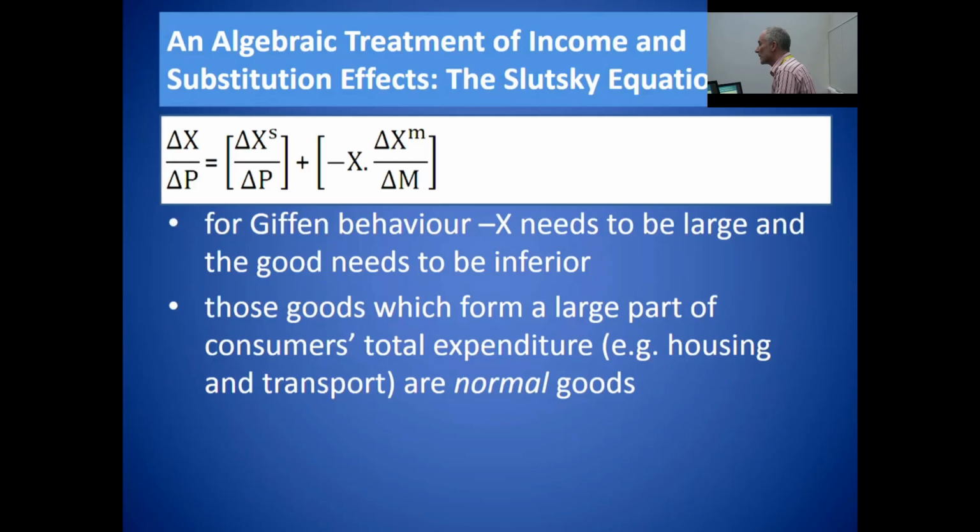Those goods that consumers nowadays spend a large part of their budgets on absolutely are not inferior. And as such then, that's going to be why Giffen behaviour is so unlikely to be observed in practice.